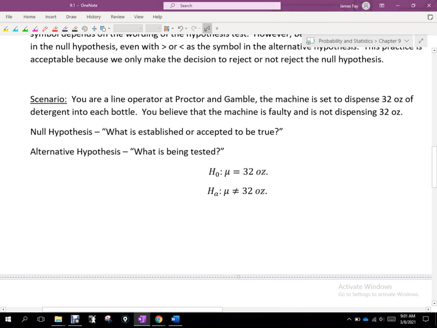Peyton. I'm going to try to keep away from that right now, but you'll be able to see that when, for instance, if that were the case, it says you are a line operator at... I guess I'm not going to stay away from that. I think I interpret your question differently. It says you are a line operator, programmable machine is set to dispense 32 ounces of detergent into each bottle. You believe the machine is dispensing less than 32 ounces. So then your alternative hypothesis would be less than. Okay.